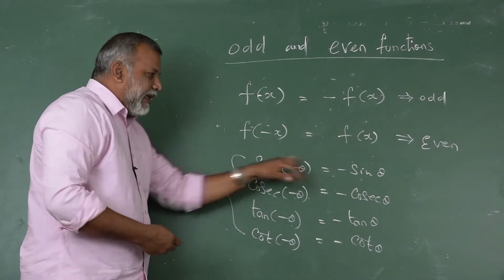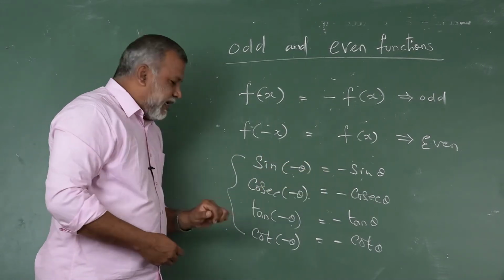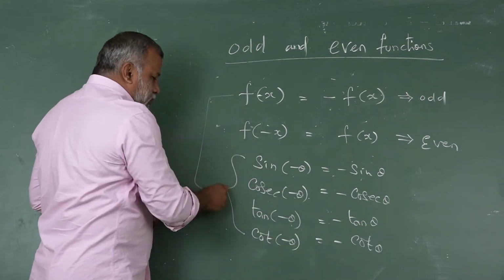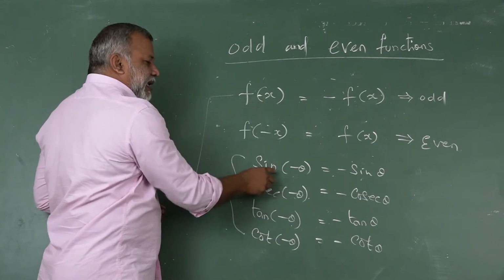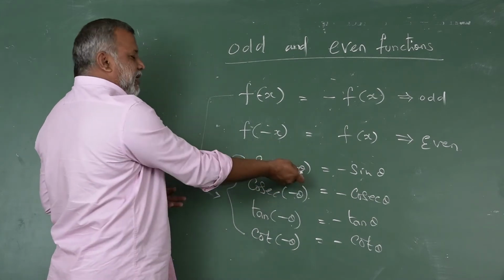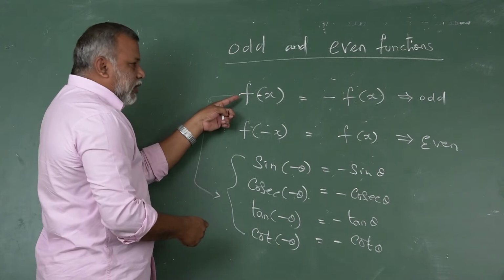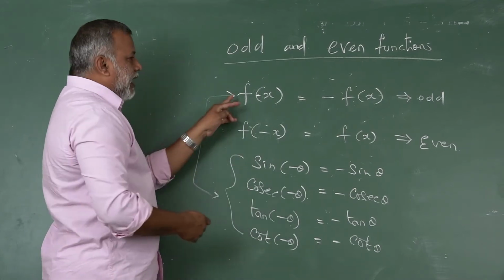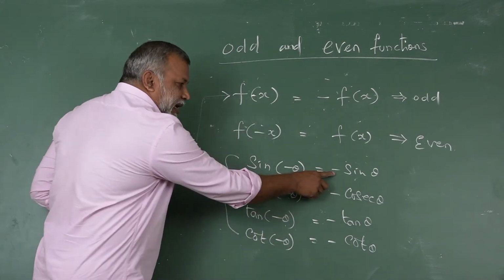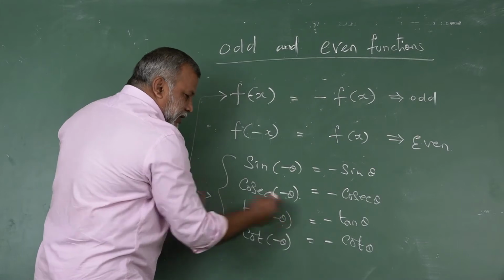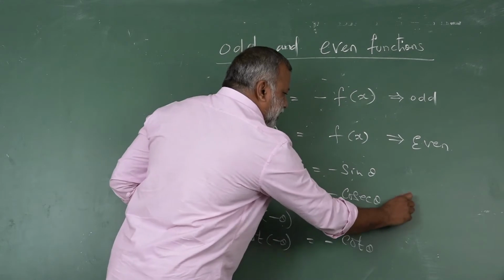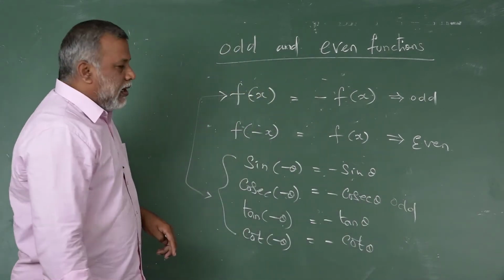Now listen, sine emits the negative, cosecant emits the negative, tan emits the negative, cot emits the negative. See this definition: f of minus x, where f means function of minus theta here. That means sine of minus theta, cosecant of minus theta. So f of minus x emits the negative, minus f of x. So the negative comes out. These four functions are called odd functions.